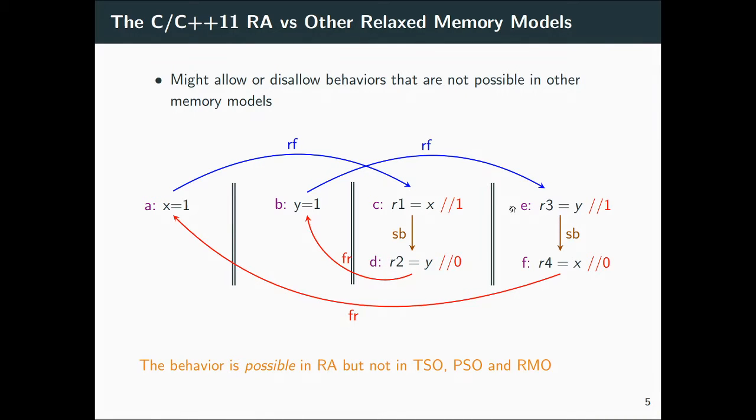While in case of TSO, PSO or RMO memory models, the FR relation is a subset of HB. This results in a cycle A, C, D, B, E, F and back to A. Clearly, this is an invalid execution under TSO, PSO and RMO, and hence the valid executions under TSO, PSO and RMO differ from the RA memory model. That's why an analysis which is sound for TSO, PSO and RMO will be unsound for the RA memory model, and that is why we require an analysis which is capable of handling the RA memory model.